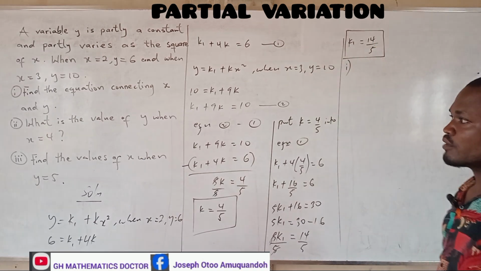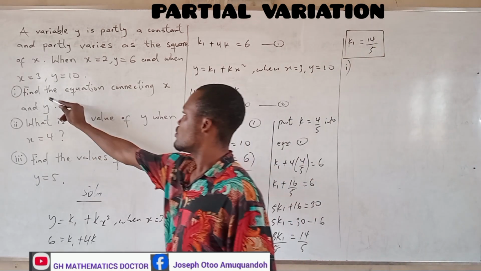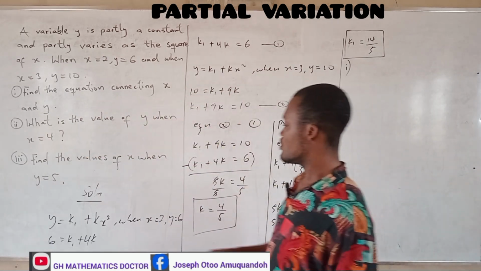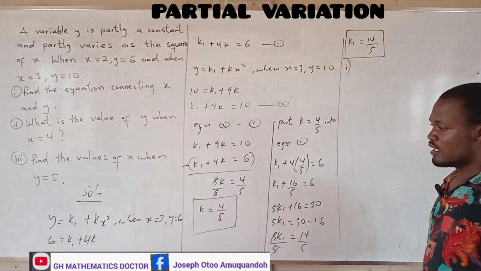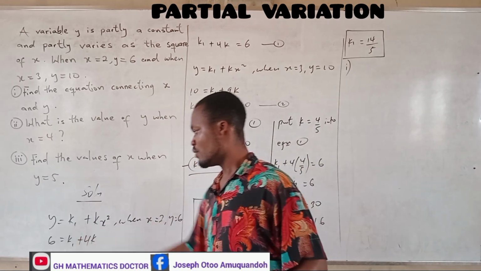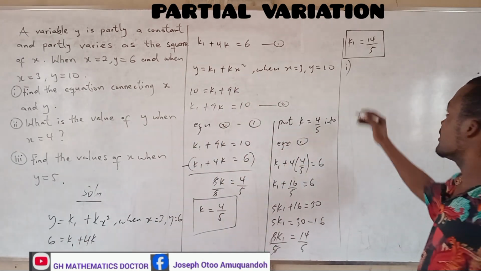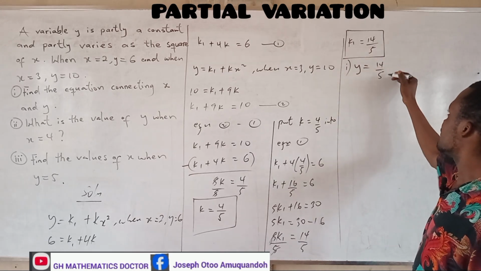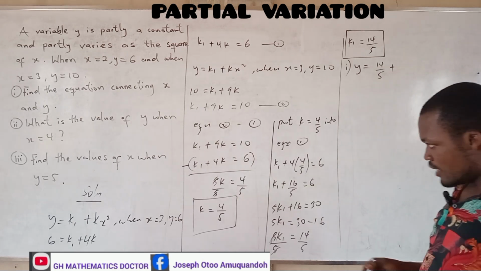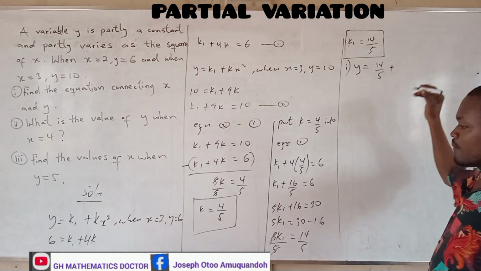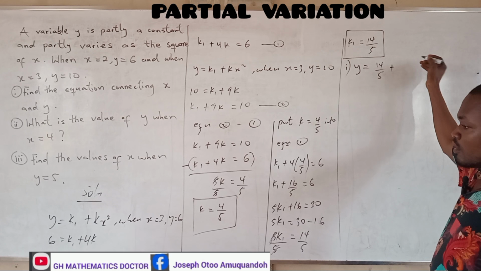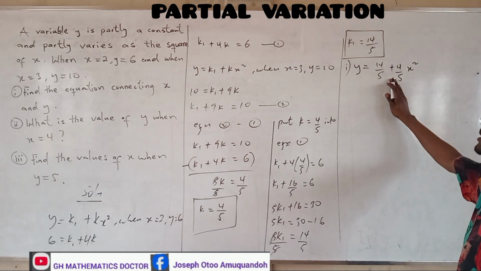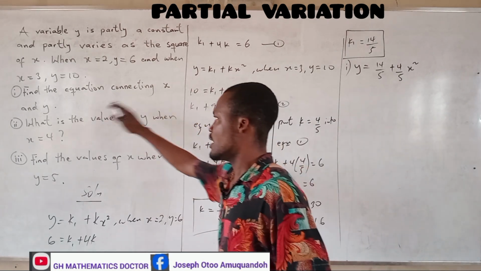Let's go by what the question is saying. The question is saying, find the equation connecting x and y. So for the equation connecting x and y, we are going to use the main expression here and substitute the answers for k and k1 into this expression. So over here, y is equal to, the k1 was given as 14 over 5, then plus k was given as 4 over 5. So we have 4 over 5 x squared. And this is the expression connecting x and y.